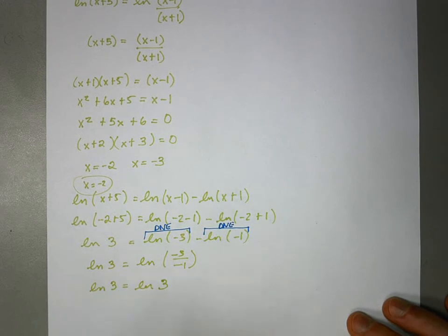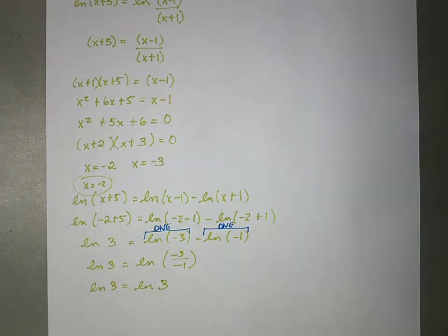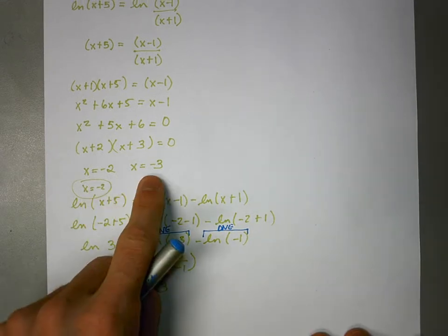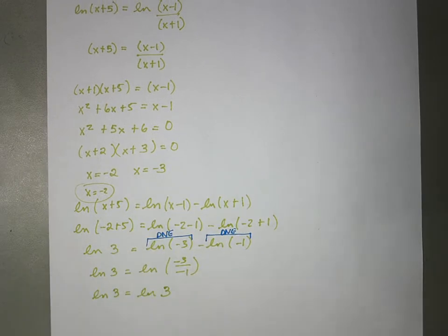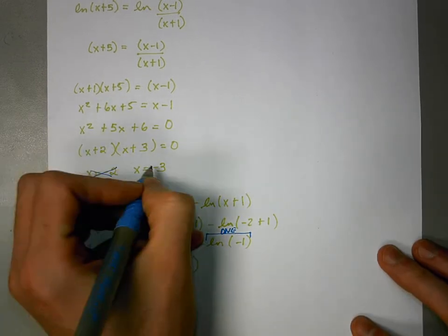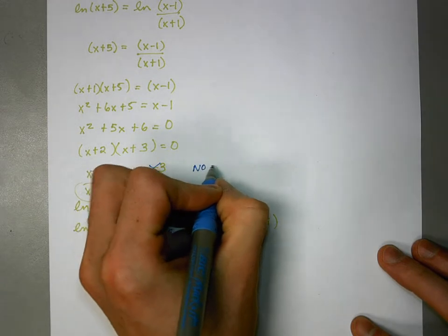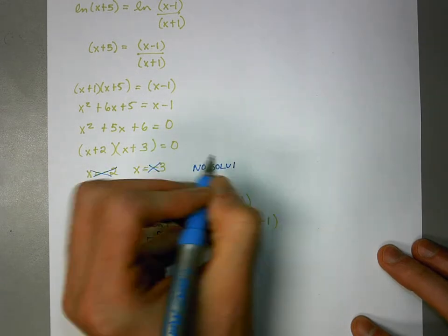I cannot take the natural log, or a log for that matter, of a negative number. The domain for a logarithmic function goes from 0 to infinity. So I cannot include a negative number. So even though this works out mathematically, there is no solution to this equation. So here x equals negative 2, x equals negative 3. Neither of these are going to be solutions. There's going to be no solution.